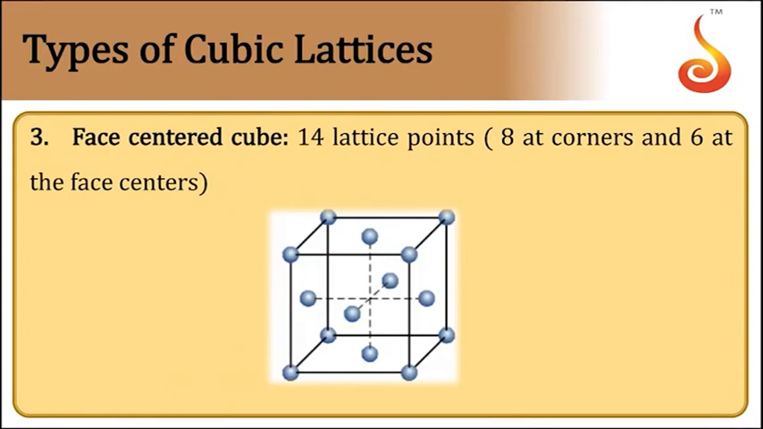Then comes the face-centered cube. In the face-centered cube, we have 8 at the corners and 6 at the face centers. These are the face centers. The total comes to 14 lattice points in the face-centered cubic structure. These are the numbers of lattice points.